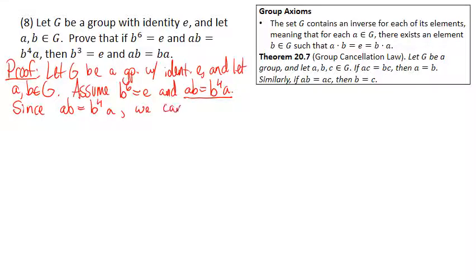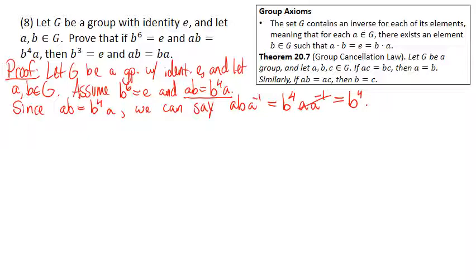we can say a inverse. So I'm going to multiply both sides by a inverse, and you have to be careful because this group is not commutative, that you multiply on the right hand side on both sides, or that you multiply on the left hand side on both sides. Okay, so now that I've multiplied by a inverse, it cancels out here, so that's going to equal b to the 4th.